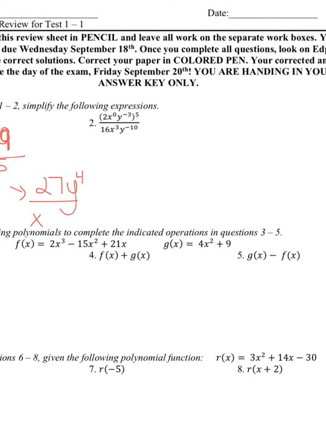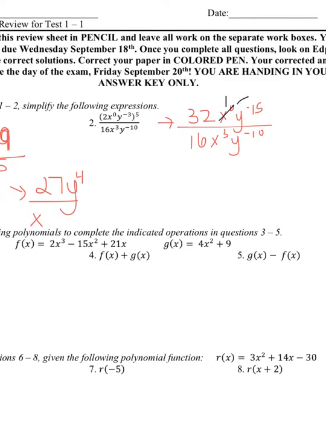For number 2, everything in the numerator is being raised to the 5th power. So you would do 2 to the 5th gives you 32. X to the 0 to the 5th. 0 times 5 is still 0. And then y to the negative 15th. Divided by 16, x to the 3rd, y to the negative 10th. Okay, so two things here that are different from number 1. You have x to the 0 power. X to the 0 power cancels out to be 1. So 32 times 1 is just 32. So really you don't have to write it. You can just cross it out.